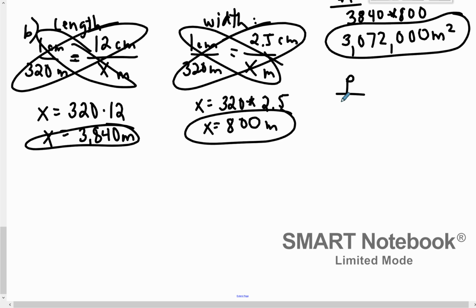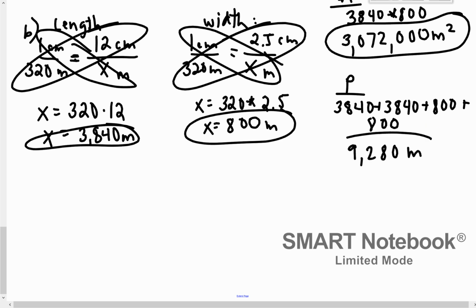All right. Then for perimeter, we add our length plus width plus width. So we have 3840 plus 3840 plus 800 plus 800. And when we add those up, we will get 9,280 meters. Remember, perimeter is just meters because we're not doing any multiplying, so it's not meters times meters.